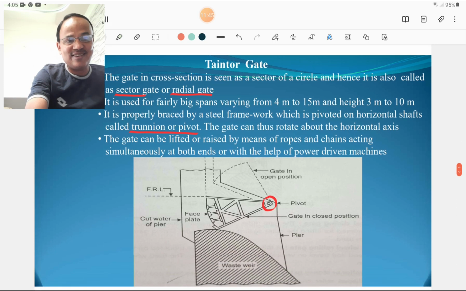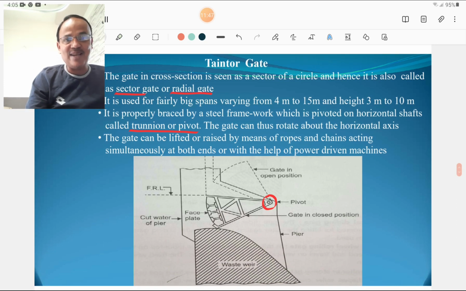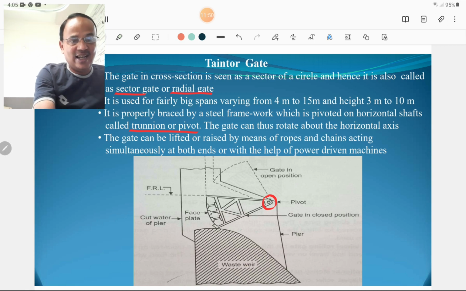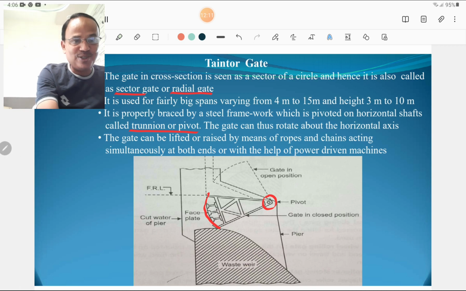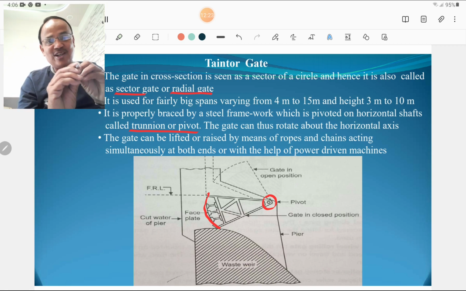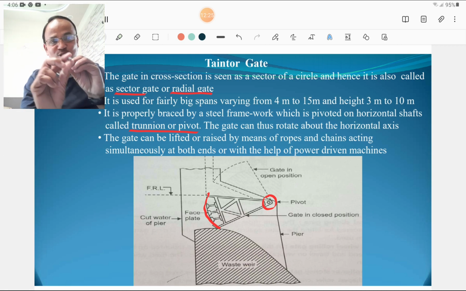Then we are going to discuss the tainter gate. This figure is asked all the time in examinations, and this tainter gate is also called a sector gate or radial gate because its shape is like a sector of a circle, so it is termed a sector gate or radial gate. It is used for fairly long spans varying from 4 meter to 15 meter and height 3 to 10 meter. It is properly braced with the steel framework as shown here, and is pivoted on the horizontal shaft, which is called a trunnion or pivot, and the gate can thus rotate about the horizontal axis. This gate rotates about this horizontal axis.